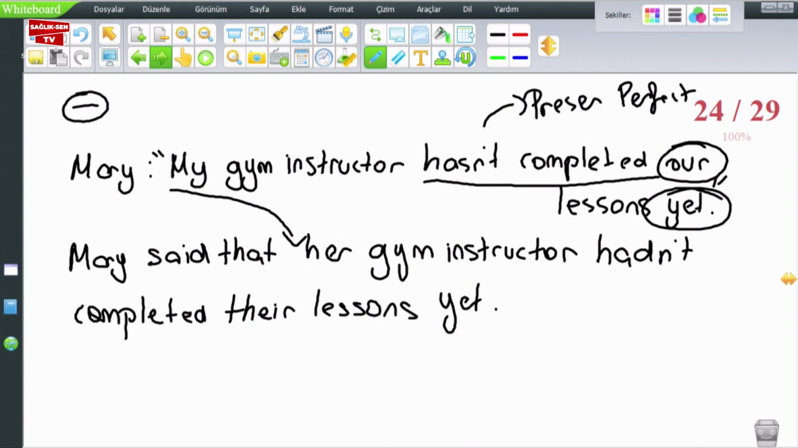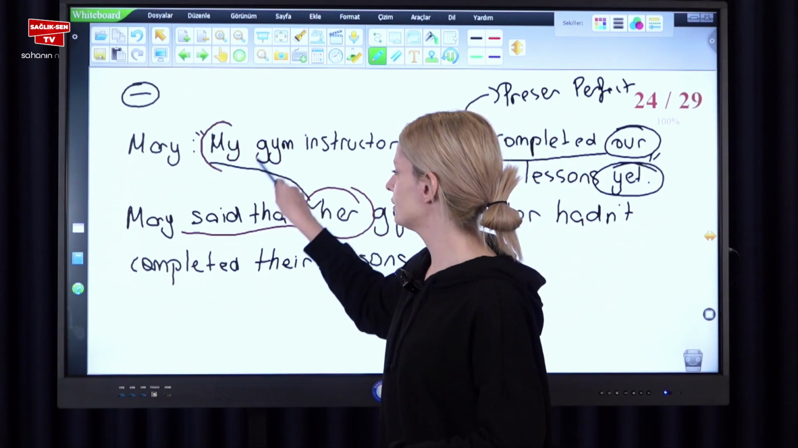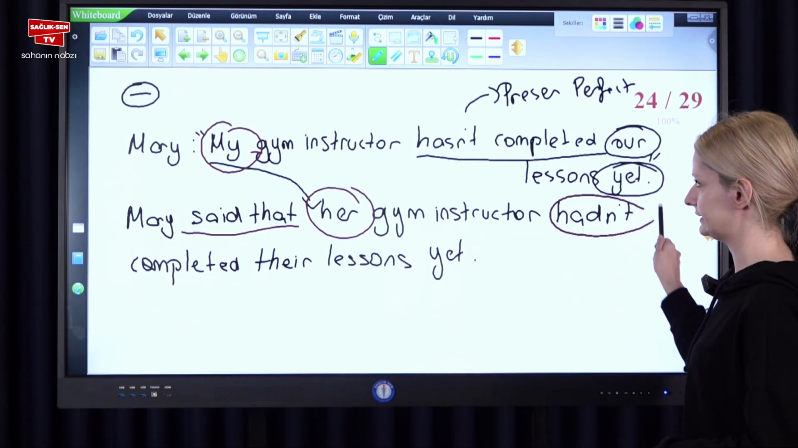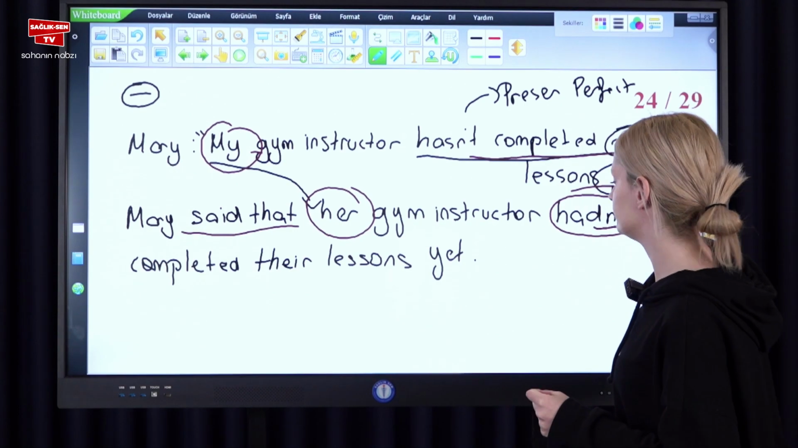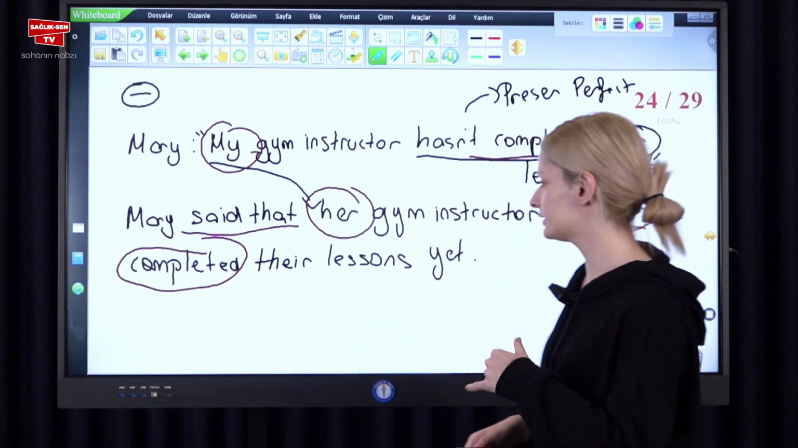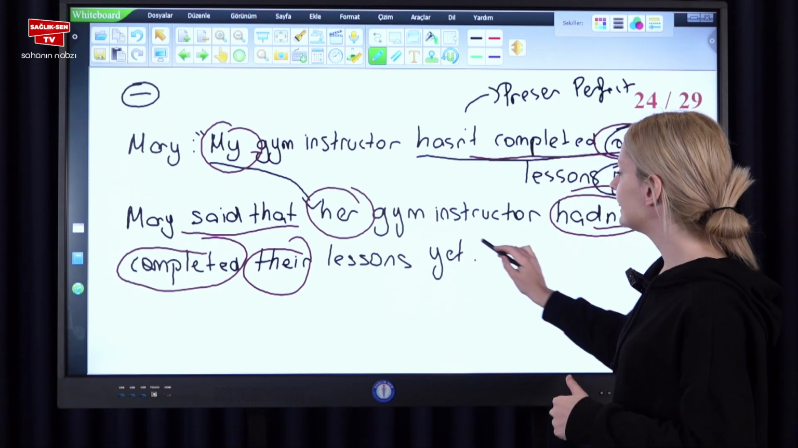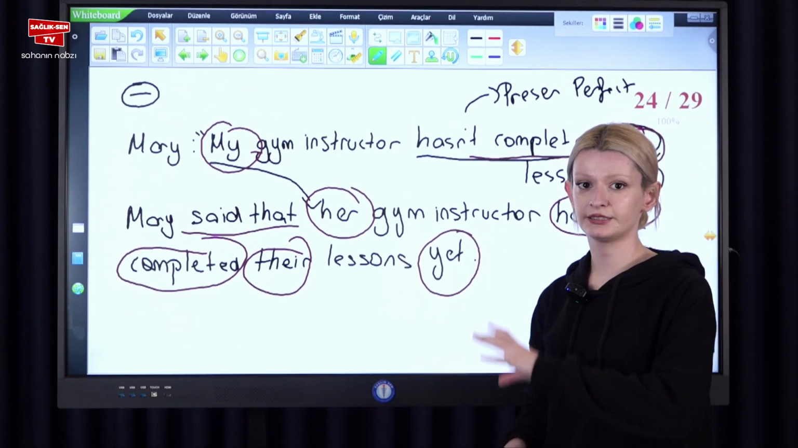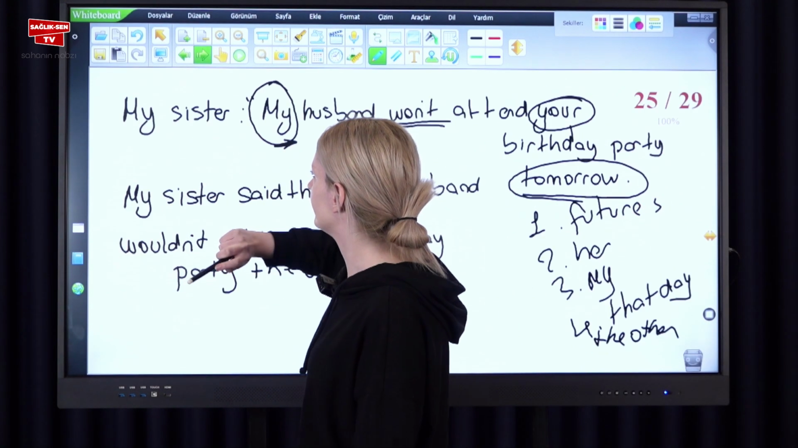If I'm talking about negative statements, again, the tense change is the same. For example, "My gym instructor hasn't completed our lessons yet." I will say, Mary said that her gym instructor hadn't completed their lessons yet. Present perfect was used in the direct speech, so I used past perfect in the reported speech. "Their lessons," because she said "our lessons." "Yet" is fine in both of these tenses because I can use it also in present perfect and past perfect.